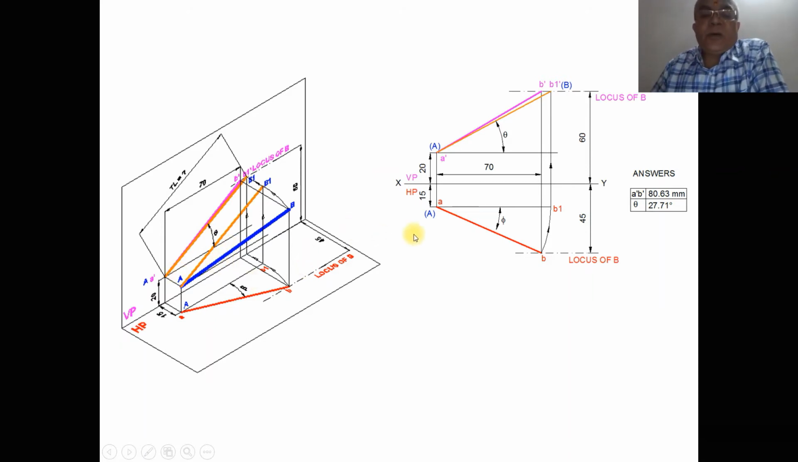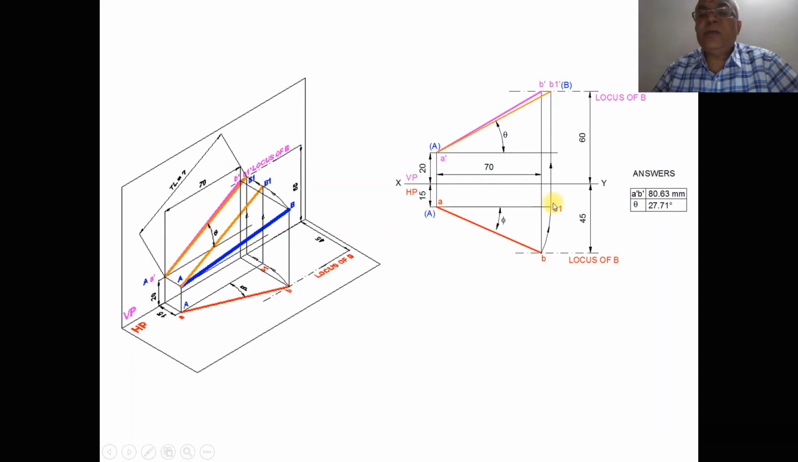When you are doing it in orthographic view, with A as center, taking the radius of AB, you rotate it and make it parallel. That means AB1 is parallel to the XY line in the top view. Therefore, its corresponding front view will be in true length. So A dash B1 dash is the line in true length. Draw a projector from B1 to the locus of B in the front view. Join A dash B1 dash with a line a little bit thicker than the XY line. So you get A dash B1 dash.